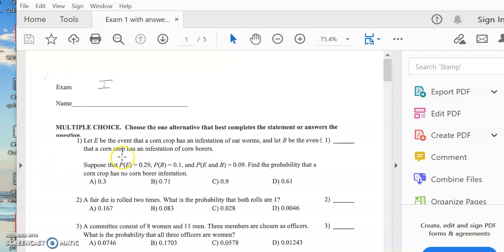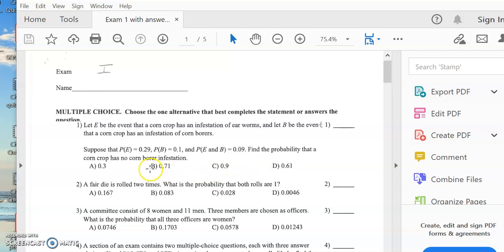Okay, so let's read the problem together. Let E be the event that a corn crop has an infestation of earworms. Let B be the event that a corn crop has an infestation of corn borers. Now, they give you some information. Suppose the probability of event E is 0.29, the probability of event B is 0.1, and the probability of E and B, the intersection of E and B, is 0.09. Find the probability that a corn crop has no corn borer infestations.